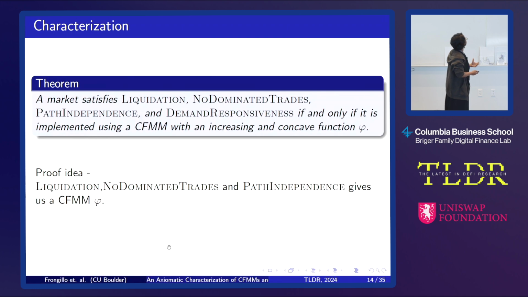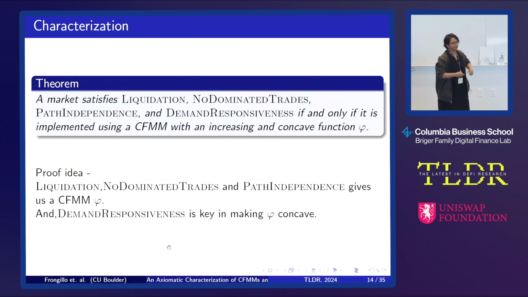The basic proof idea is we can use liquidation, no dominated trades, and path independence to narrow down the set of functions into a single curve instead of having an indifference band, because you can eliminate a lot of those scenarios by no dominated trades and path independence. And a continuous one because of liquidation. And demand responsiveness is the key for making that function concave.